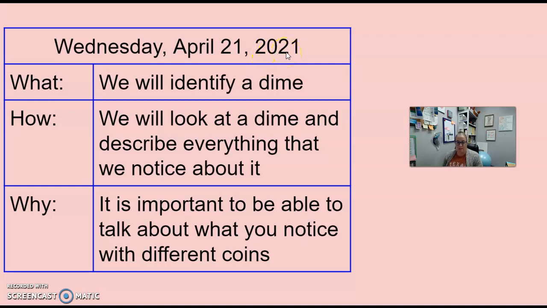Today we are going to continue to talk about money and coins, and today we are going to identify a dime. We are going to look at a dime and describe everything that we see about it. And we're going to do this because it's important to be able to talk about what you notice with different coins. So let's get started.